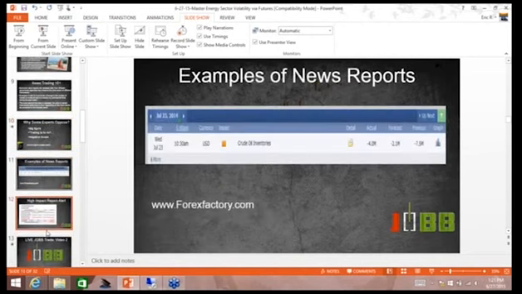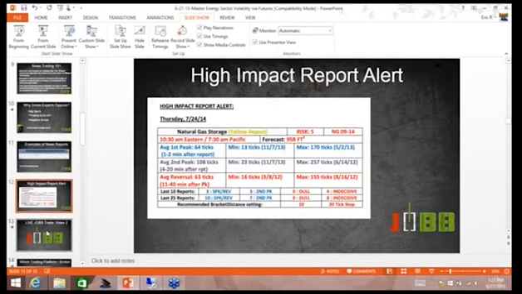Now, one of the things that we have in our program is these high impact report alerts. And so you don't need them. You could start off with the free economic calendar from forexfactory.com that'll just tell you which reports are coming out. But I'm just going to tell you this: just because a report's on Forex Factory does not mean that it's a good report to trade with the strategy.